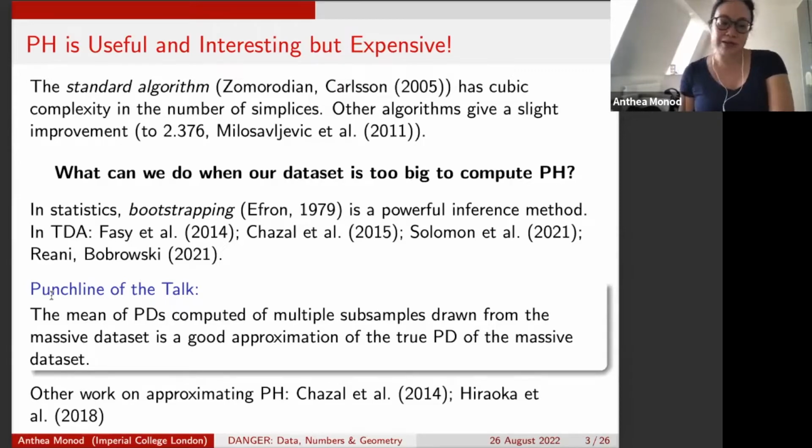Okay, so that's the punchline of the talk. But there are some technical questions here, because this idea seems very natural and very nice, but there are still some fundamental technical questions to address. So the mean of persistence diagrams is one thing. What is the mean? How do we compute a mean of these quite algebraic objects? Multiple subsamples: we want to draw multiple smaller subsamples. So how many subsamples is enough? And how big do these subsamples have to be?